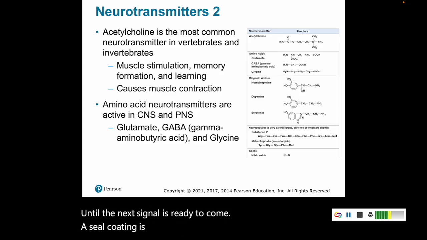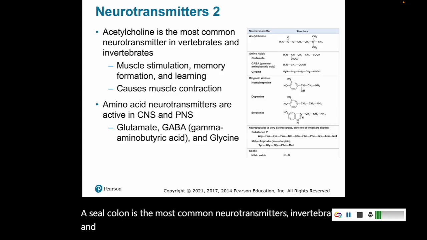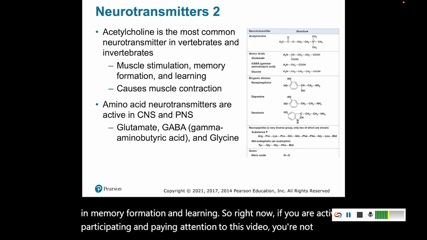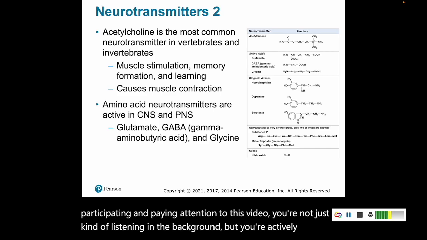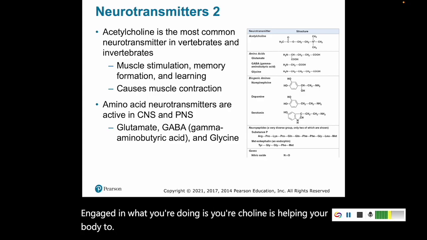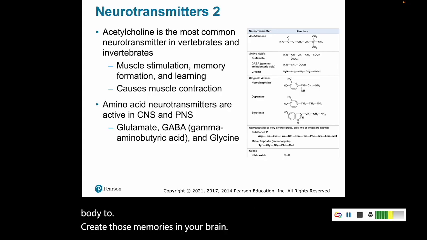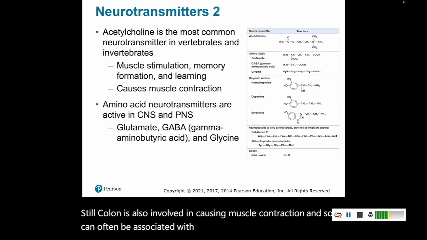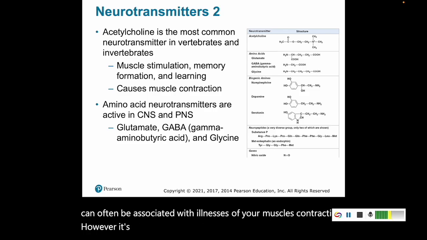Acetylcholine is the most common neurotransmitter in vertebrates and invertebrates. It is involved in muscle stimulation, in memory formation, and learning. So right now, if you're actively participating and paying attention to this video, you're not just kind of listening in the background, but you're actively engaged in what you're doing. Acetylcholine is helping your body to create those memories in your brain. Acetylcholine is also involved in causing muscle contraction, and so it can often be associated with illnesses of your muscles contracting. However, it's not the only neurotransmitter we have.